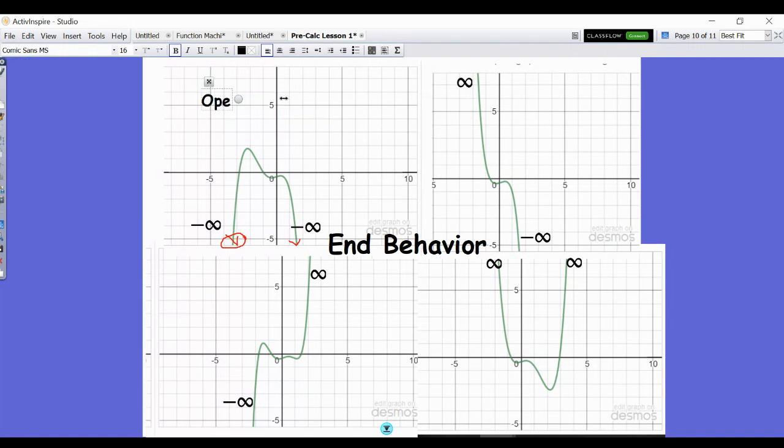This one's opening down. Since it's pointing down, we would call this a negative even degree. I can tell that because my end behaviors are both negative. Because my final end behavior over here is negative, I can tell that this one is a negative odd degree, simply because of what's happening on the right-hand side.